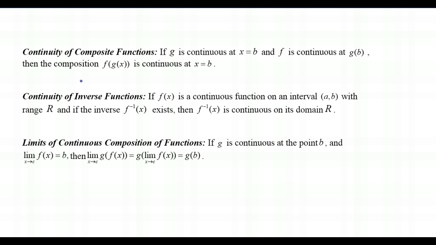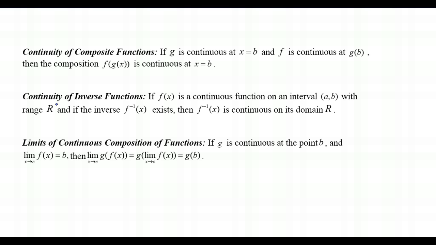And now we have three more properties involving continuity that are heavy on the notation, so I really want you to focus on the title of each one, because that really tells you what's going on. So the continuity of composite functions. Composite functions, we should think composition of functions, so one function inside of another function. So this theorem says that if g is continuous at x equals b, and f is continuous at g of b, then the composition f of g of x is continuous at b.